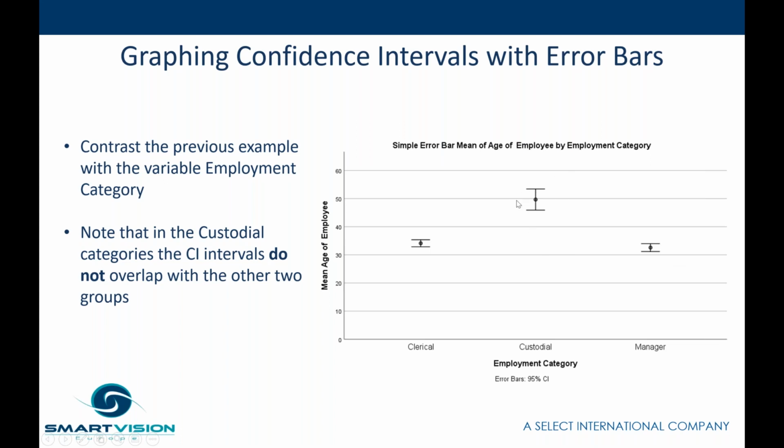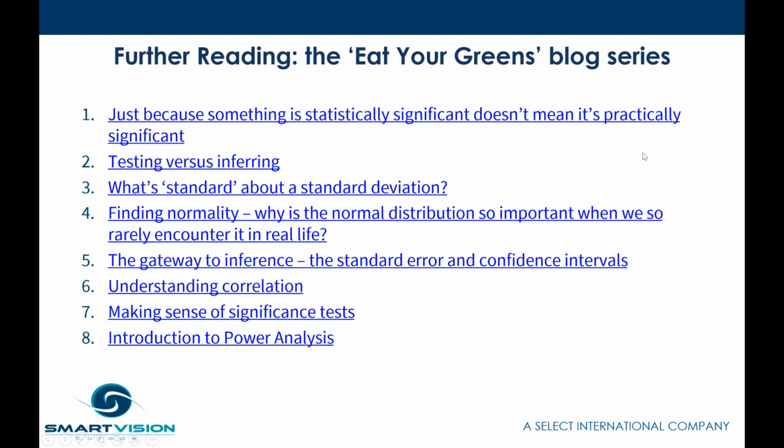But we can see that the custodial workers are well outside this zone. So it's almost like we're saying that they are significantly, if you want to use a term, significantly older than clerical workers or managers. And again, the bars are further apart, and that's either because there's just more spread in the custodial group, or because the custodial group is smaller.